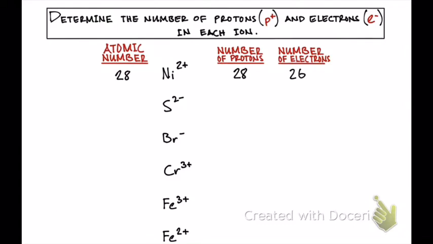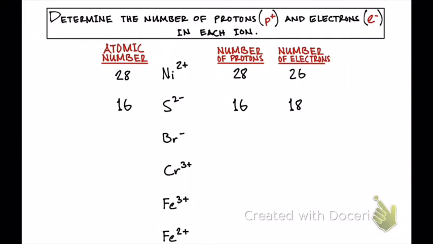And now let's look at sulfur. The atomic number of sulfur is 16, and so the number of protons is also 16. And a net -2 charge tells us that sulfur has gained 2 extra electrons. And so all you have to do is add 2 to the number of protons, which is 16. And so now we have 18 electrons. So it has 2 electrons more than the number of protons.